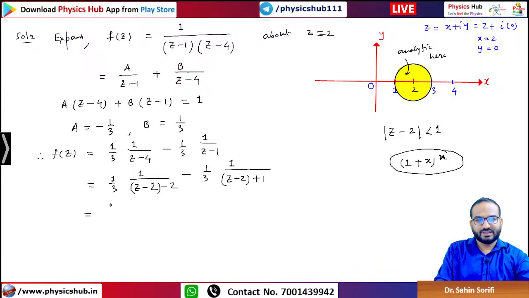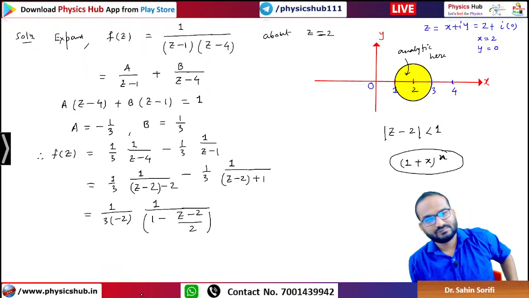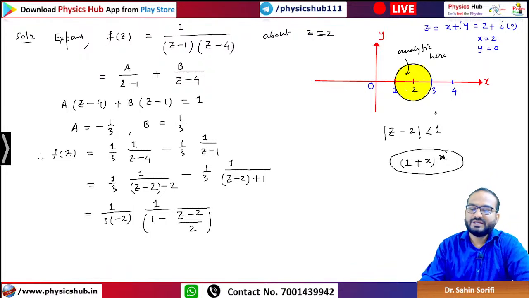We have to take minus 2 common, then 1 by 1 minus z minus 2 divided by 2. Can you write it? Look, this condition should be satisfied.